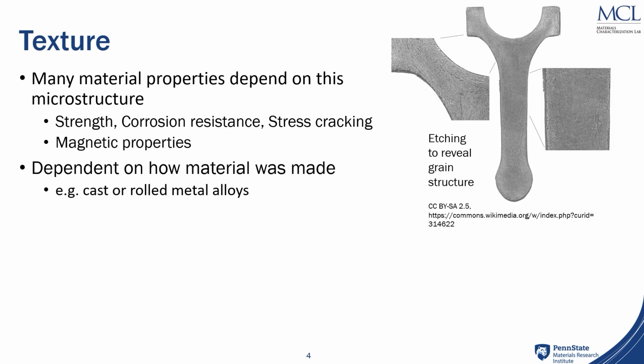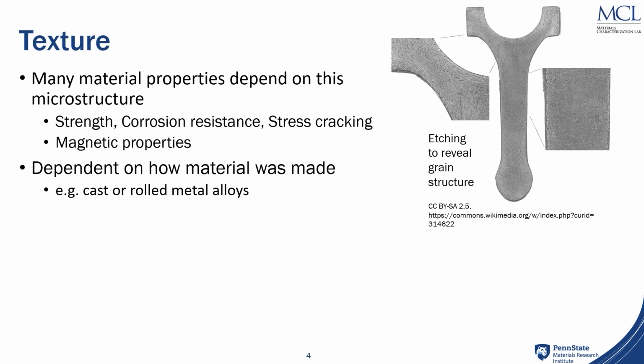So many material properties depend on texture. You have strength, corrosion resistance, resistance to cracking, or when stress cracking occurs, even magnetic properties are dependent on texture. So in things like transformers, how the metal is cast matters. And if the sample was cast or it was a rolled alloy, this will really influence the texture.